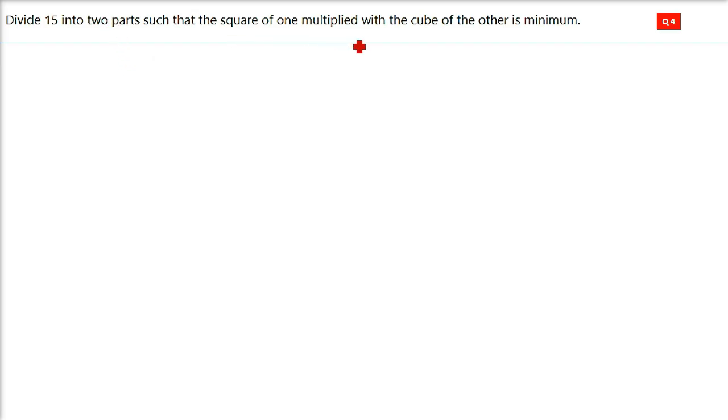Divide 15 into two parts such that the square of one multiplied with the cube of the other is minimum. Again 15 has to be divided, and again we are eyeing the minimum. So we have x and y. As I said, you can do this the way we dealt with the earlier question. One will be x, the other will be 15 minus x. X and 15 minus x are the two numbers.